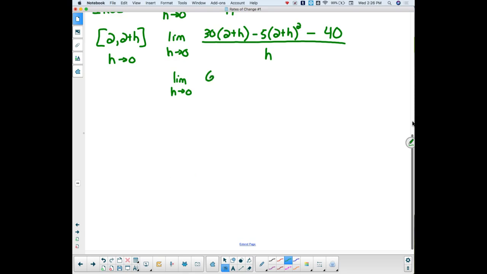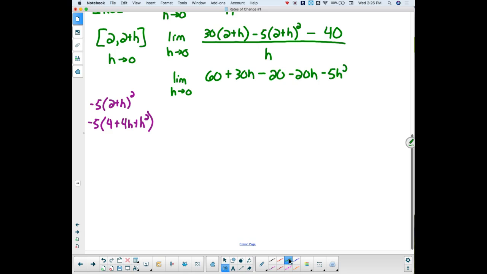So that is going to be 60 plus 30h, negative 5 times 2 plus h quantity squared. So that's going to be 4 plus 4h plus h squared. So that's going to be minus 20 minus 20h, minus 5h squared, minus 40, all over h. Now my non-h terms should all cancel out. 60 minus 20 minus 40 cancels everything out.